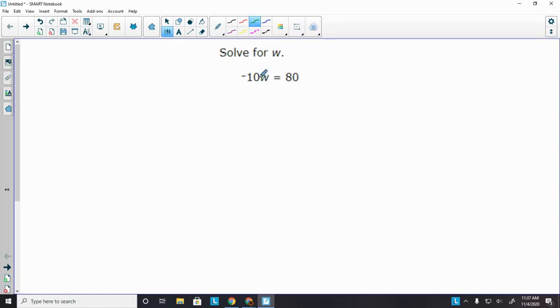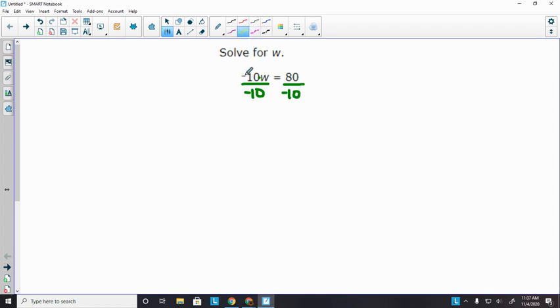This is multiplication, right? And the multiplication is probably the hardest one to identify because there's no symbol, but this is multiplication, so we have to divide. That's the inverse of multiplying. And what we're going to divide by is the number that's being multiplied, negative 10. We do that to each side of the equal sign.